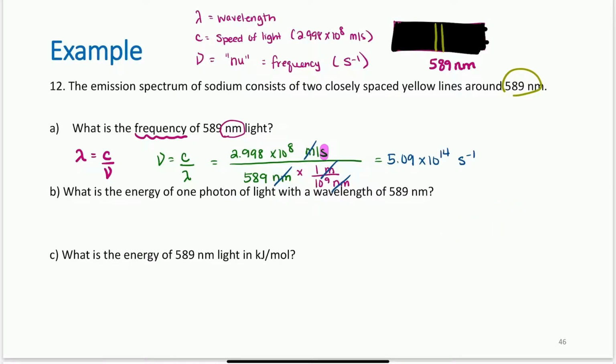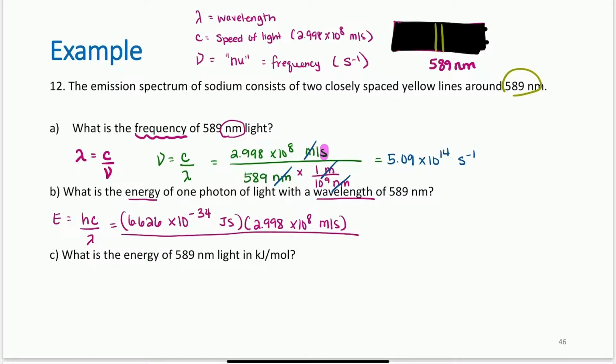What is the energy of 1 photon of light with a wavelength of 589 nanometers? Well, the equation we have for that, energy is equal to hc over lambda. This is what relates energy and wavelength. So I'm asked for energy, and I've got a wavelength given. I've got to think about what correlates those two pieces. This is the equation I have. I have Planck's constant. Planck's constant is 6.626, there are 4 sig figs there, times 10 to the -34 joule seconds, times 2.998 times 10 to the 8th meters per second for the speed of light, and divided by our wavelength.